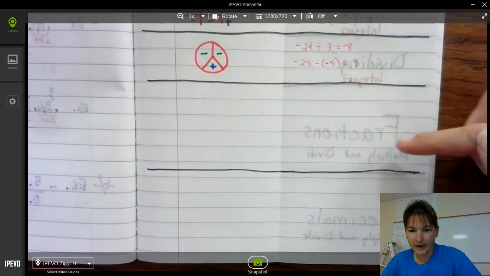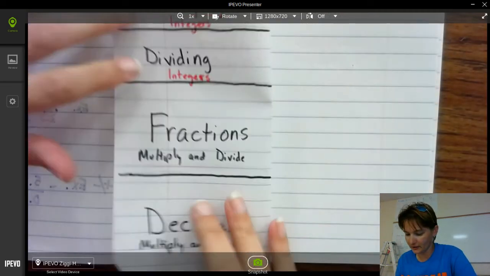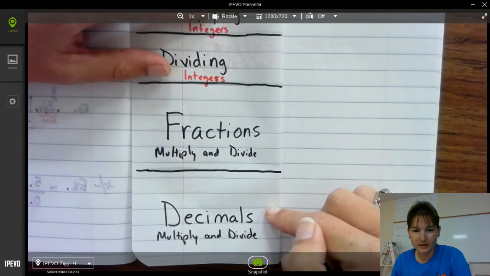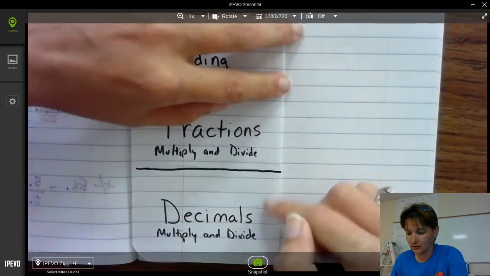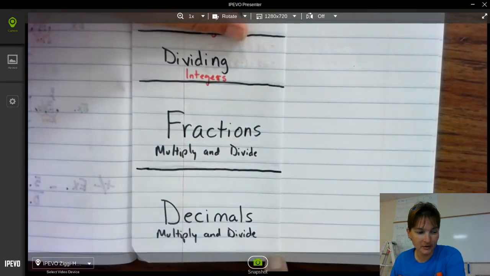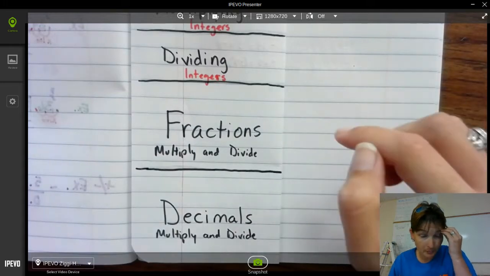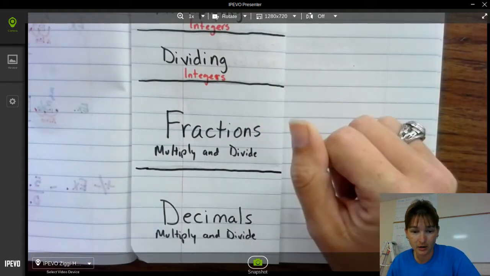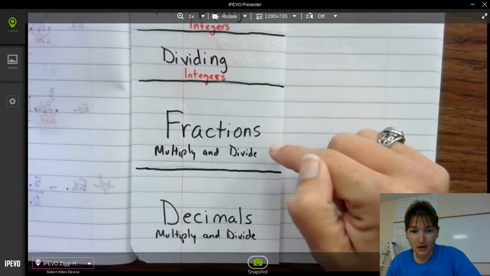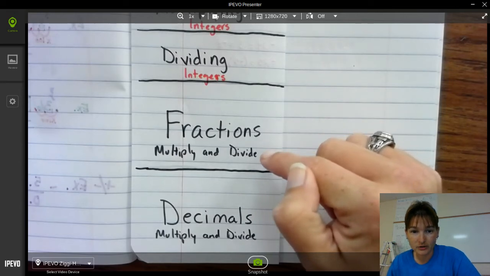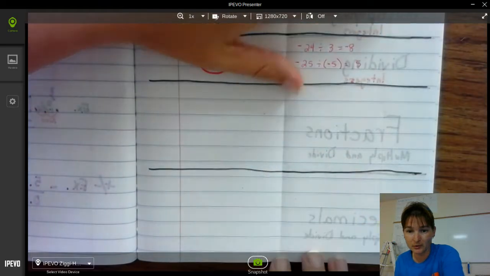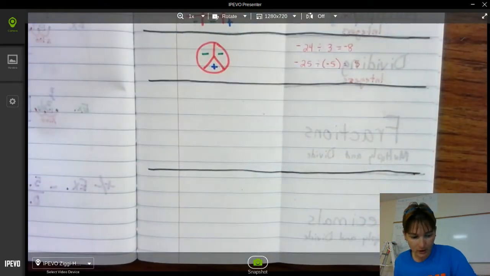Okay, so now we're going to look at multiplying and dividing with fractions, and then multiplying and dividing with decimals. These are, for right now, going to be both positive. I'll make one negative, that way we can apply our integer rules with it, so that we're keeping that fresh. All right, so the last two sections: multiplying and dividing with fractions, multiplying and dividing with decimals.